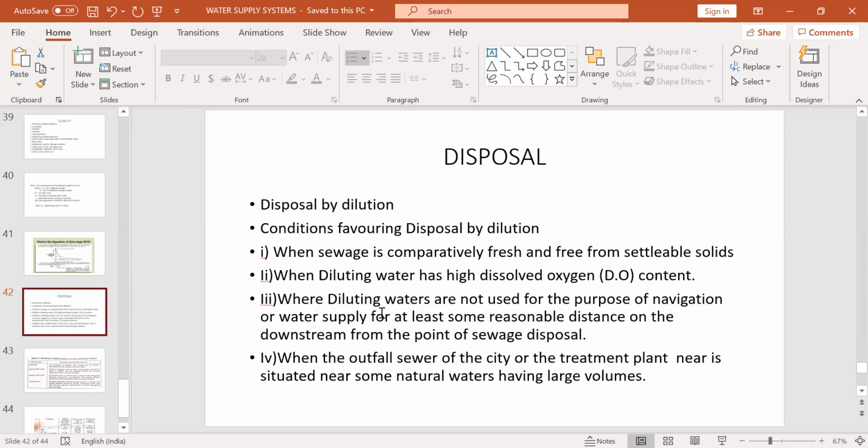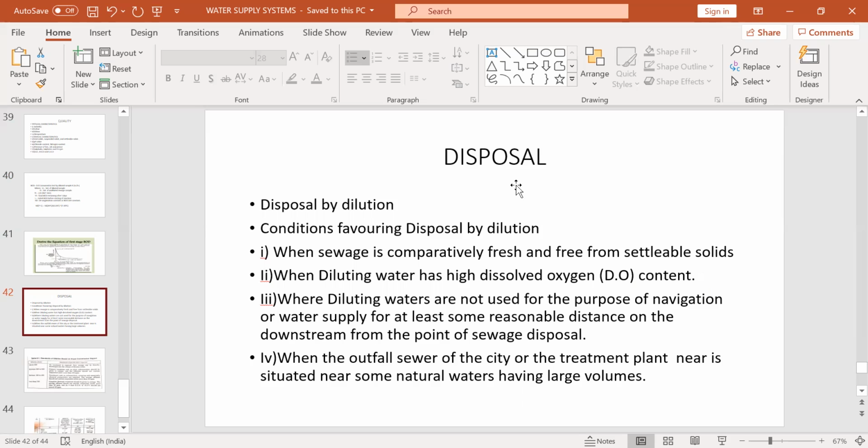Now, if you are disposing it to a water source, to a water body where that water is not used for navigation, or those waters are not used for water supply, in that case, you can directly dispose. Okay, at some reasonable distance on the downstream from the point of sewage disposal.